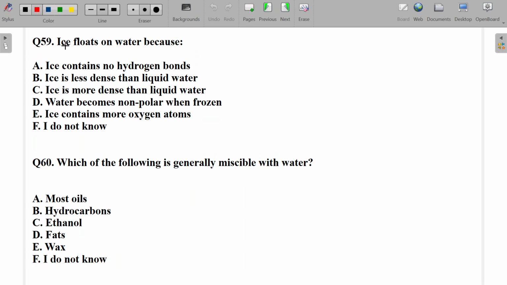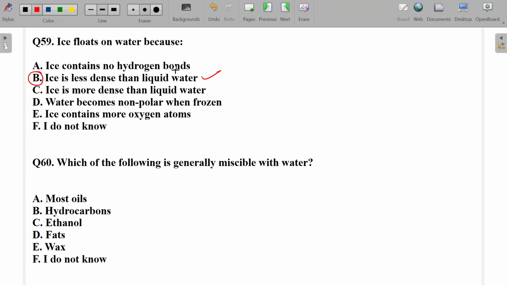Question 59. Ice floats on water because: A. Ice contains no hydrogen bonds, B. Ice is less dense than liquid water, C. Ice is more dense than liquid water, D. Water becomes non-polar when frozen, E. Ice contains more oxygen atoms, F. I do not know. B. Ice is less dense than liquid water. Yes, ice is less dense than liquid water.